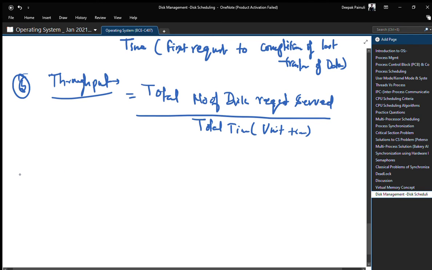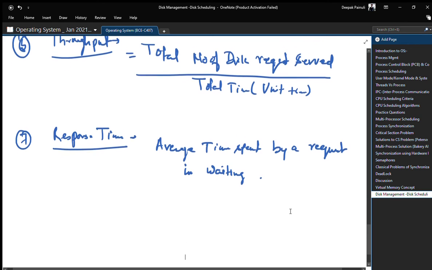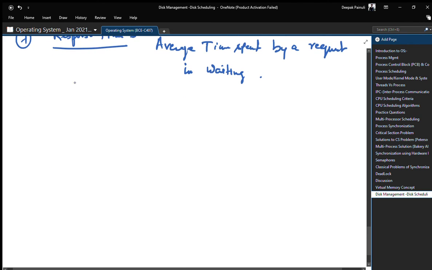And seventh, we have response time. It should be minimum, right? It is the average time spent by a request in waiting. What does it mean by waiting? From request to completion, right? So by using a diagram, let me draw a diagram, then it will be easy for you to understand what I am talking about, all these criteria.